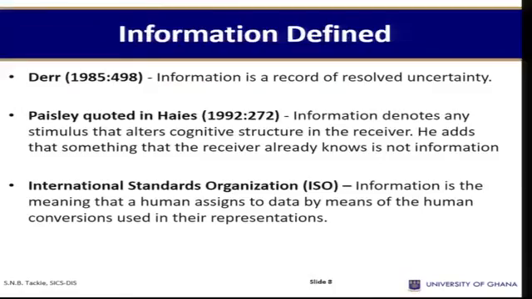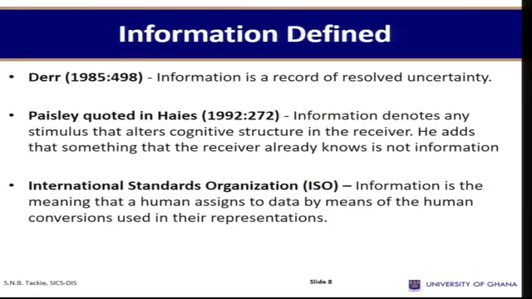Then there is one who says that information is a record of resolved uncertainty. Yes, once you use information to solve a problem, it becomes a record, and somebody else or even you can use the same record to solve more problems or similar problems.